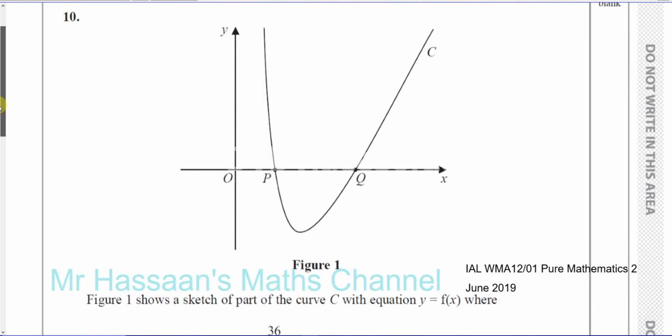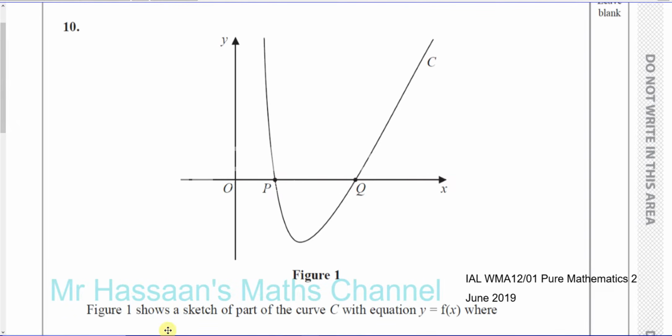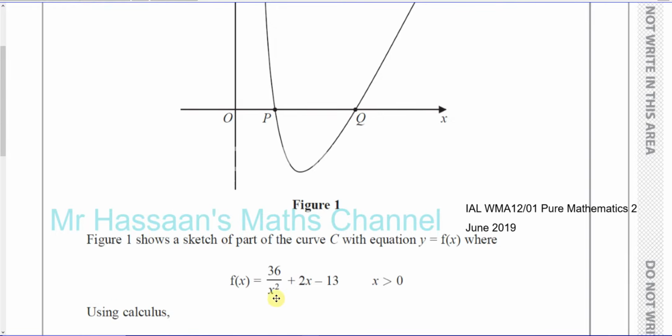Anyway, this question number 10 tells us that figure 1 shows a sketch of part of the curve C with equation y equals f of x, where f of x is equal to 36 over x squared plus 2x minus 13, and it tells us here, very importantly, that x is greater than 0. We know in this equation x can't be 0 because it will be undefined, but they tell us something very important: x is greater than 0. So don't ignore these things, and you'll see in a minute why.